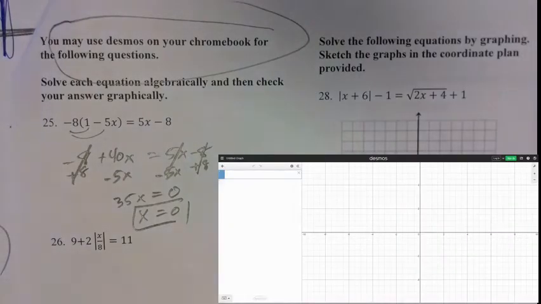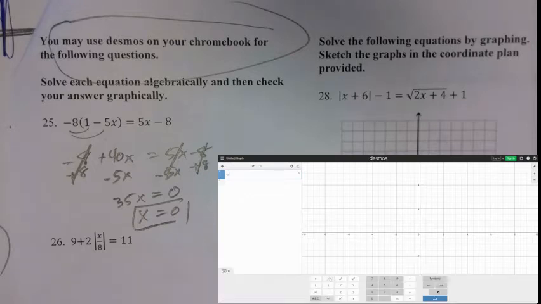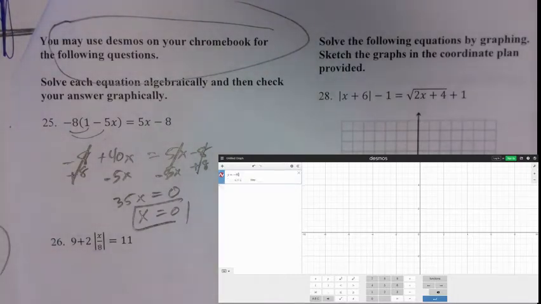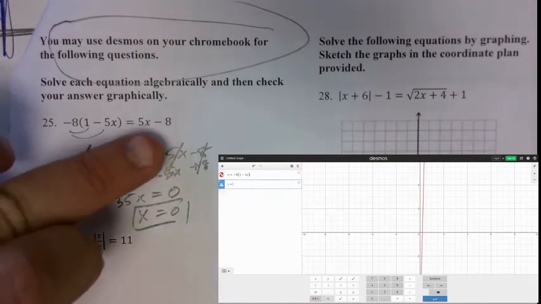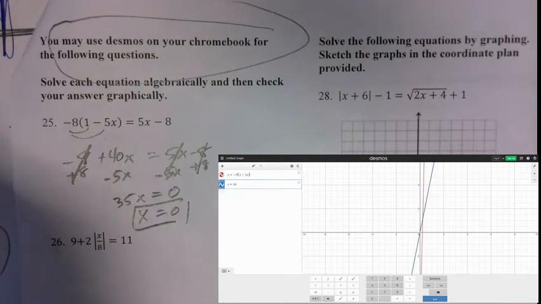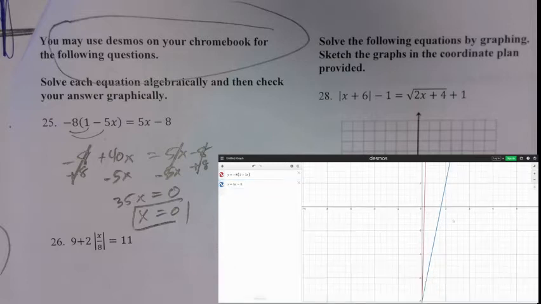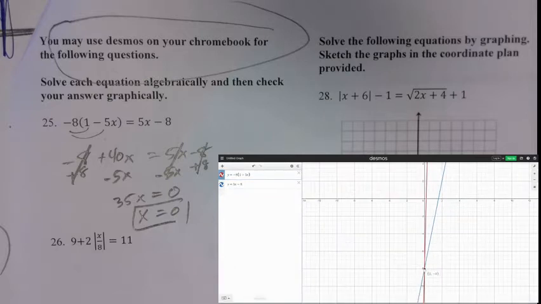To solve this on Desmos, I need to type in that equation. Not the equation, I need to type in y equals the left side. So y equals -8 times 1 minus 5x, okay? And then I'll type in the other side, y equals 5x minus 8. So left side and right side, and I need to find where they cross. Well, they're crossing right there.